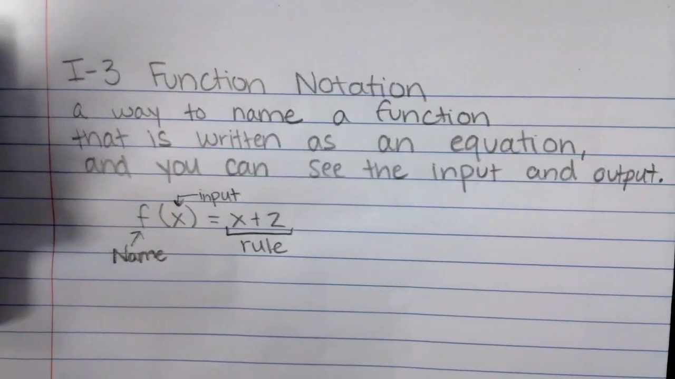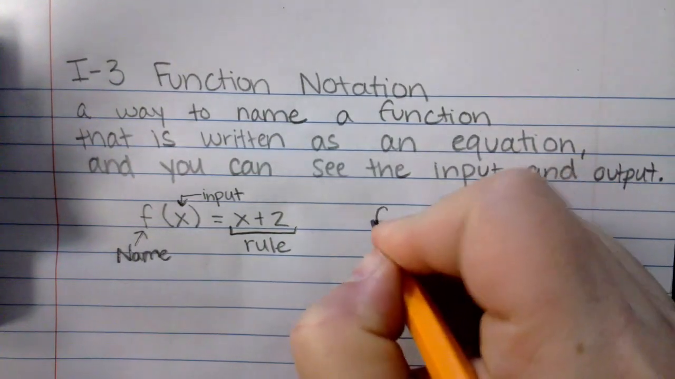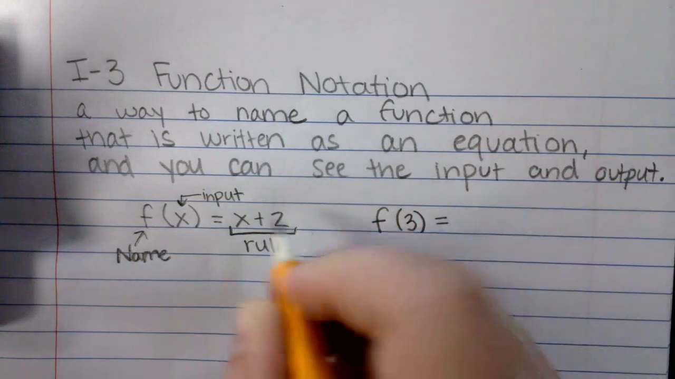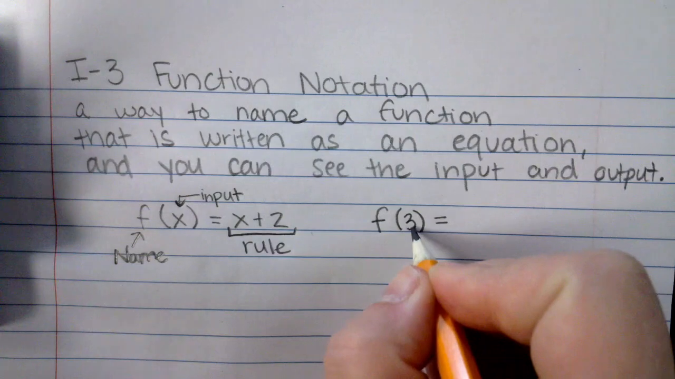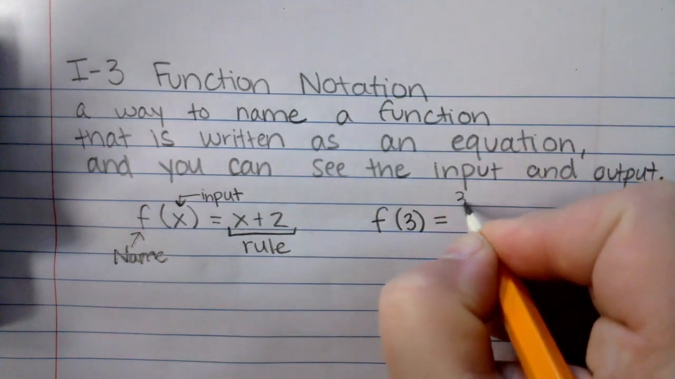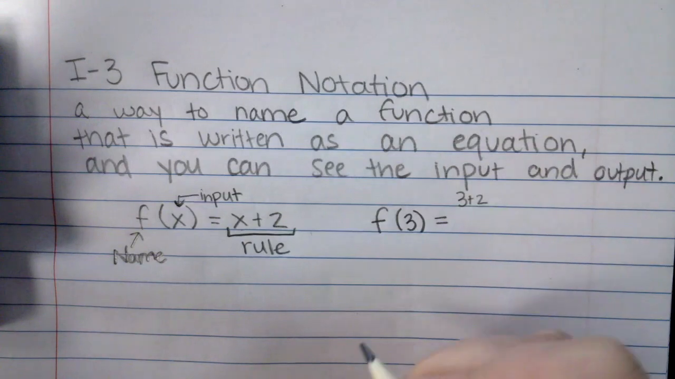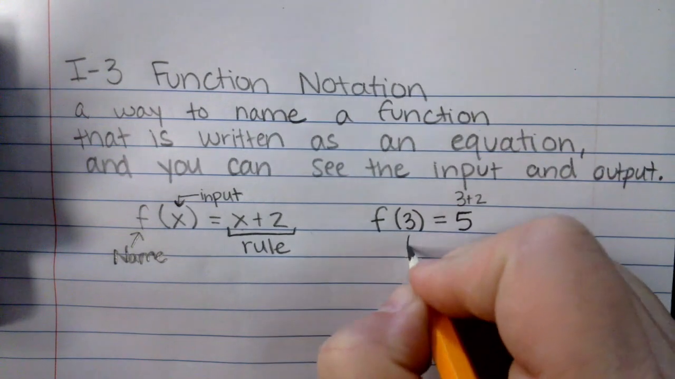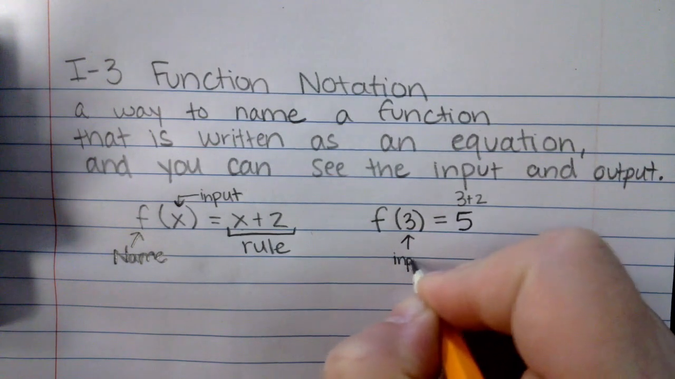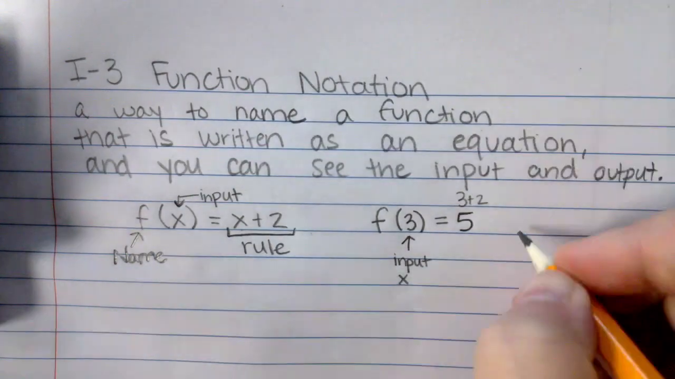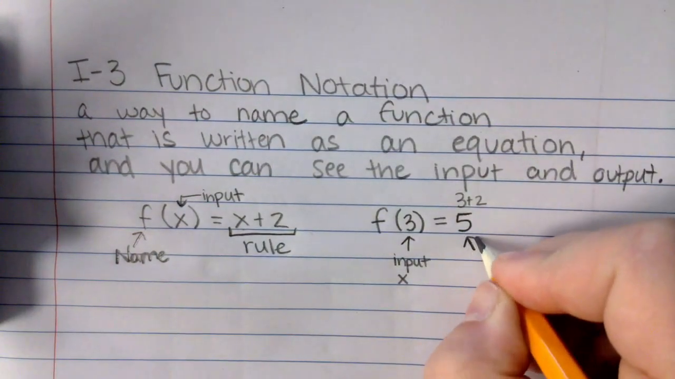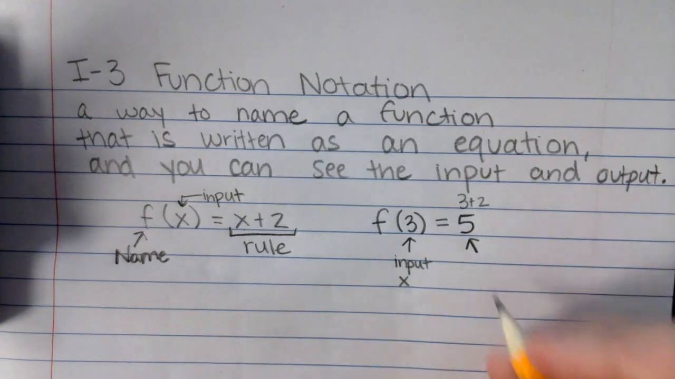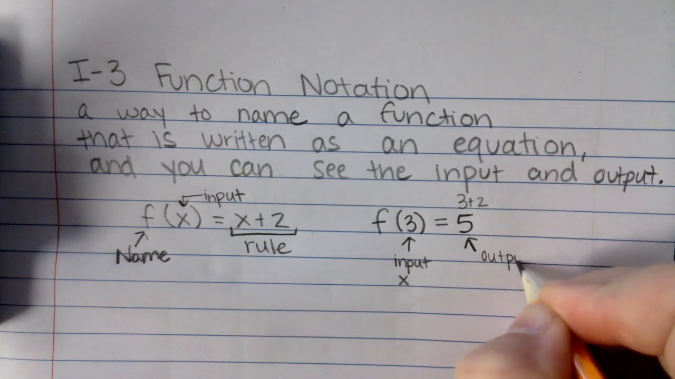Okay, so for this one, if I took this function f and I put 3 into it, this rule would tell me that I want to take that 3 and do 3 plus 2. And 3 plus 2 is 5. So 3 was my input, or my x. And 5 is my output, which is also known as my y.